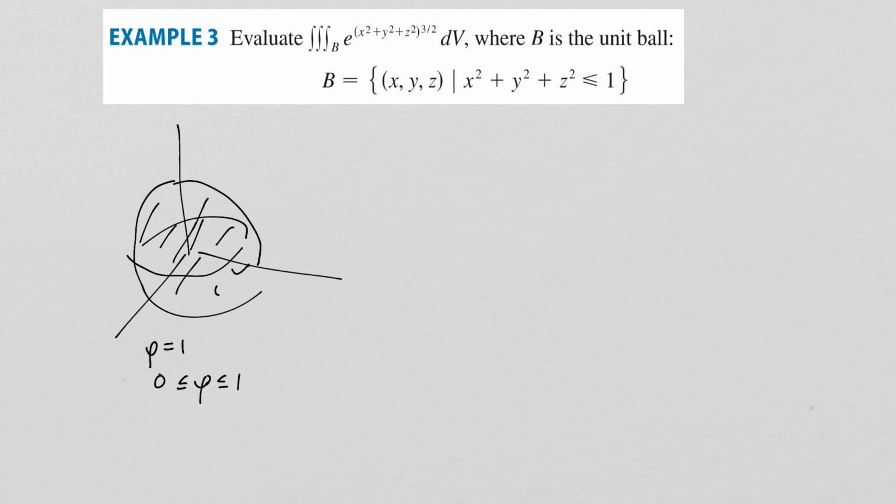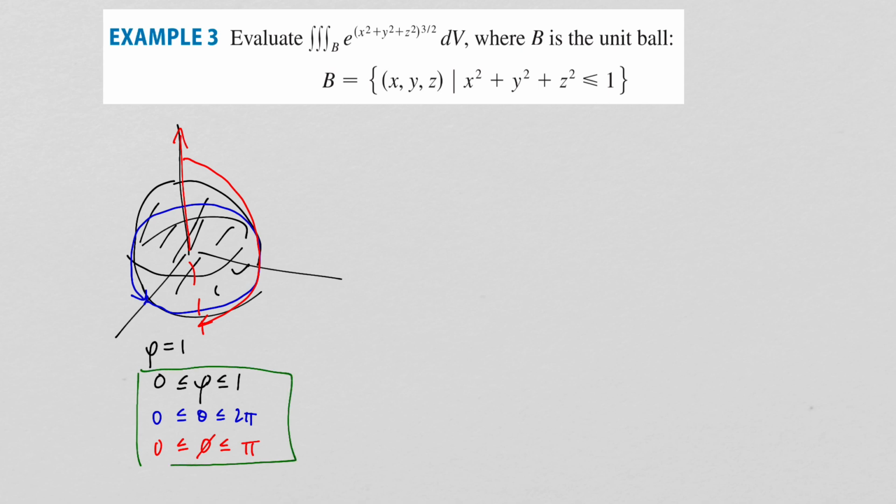Now, to get the spherical ball, theta needs to go from 0 to 2 pi. And phi needs to rotate from the positive z-axis. Phi needs to rotate from 0 all the way down to pi. So this is going to be our spherical wedge. These are the limits of our spherical wedge. Now all we have to do is plug it into the formula.